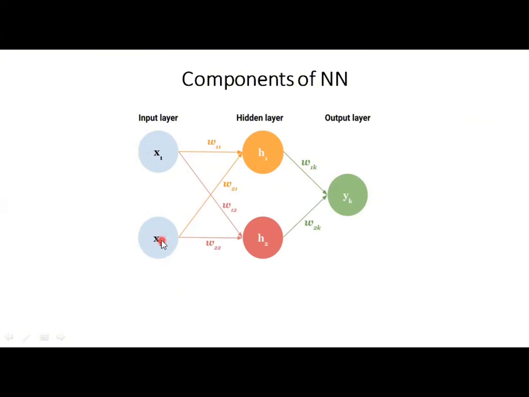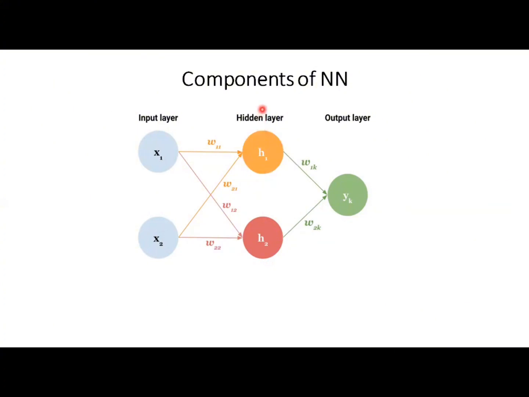X1 and X2 are denoted as the input layer. H1, H2 are denoted as the hidden layer. YK is denoted as the output layer. So one input layer, one hidden layer, one output layer. This is called a node. X1 is denoted as a node. X2 is denoted as a node. Similarly, H1 is denoted as a node. H2 is denoted as a node. If you are denoting a single round component, it is denoted as a node.